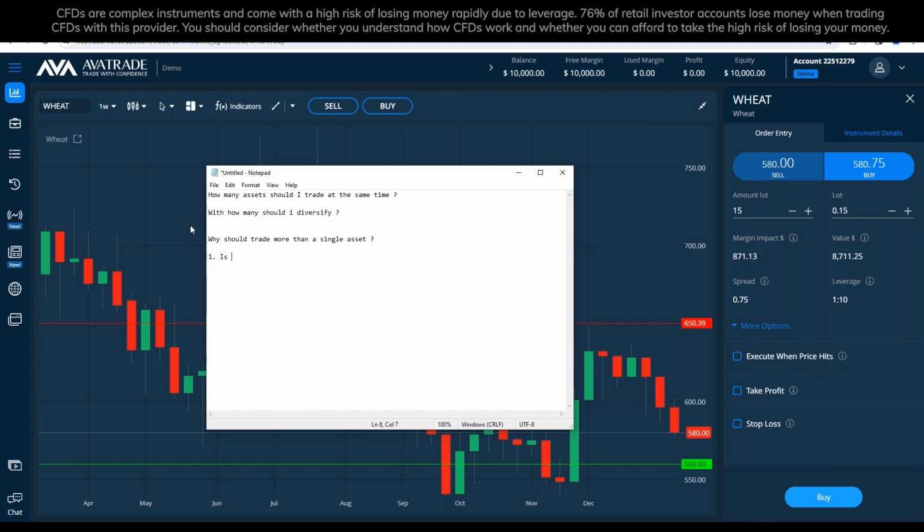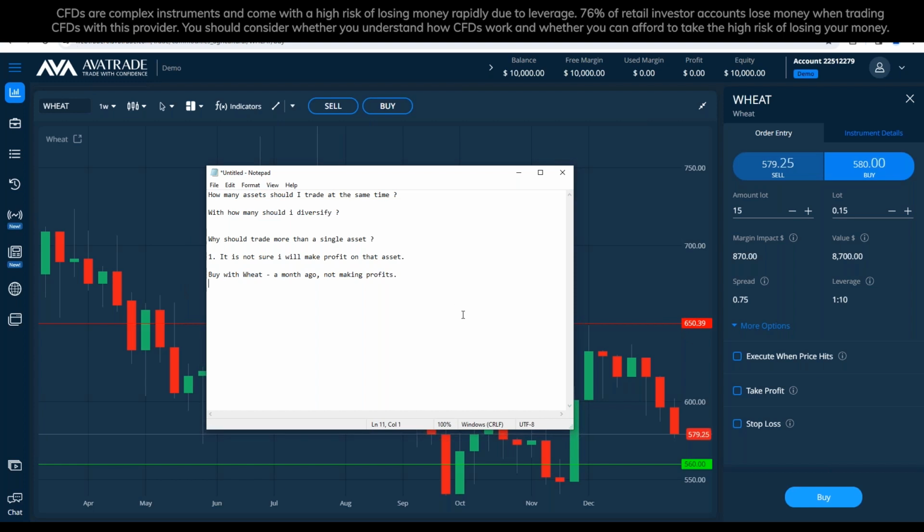One of the reasons I should trade more than a single asset: one, it is not sure I will make profit on that asset. So let's suppose I took a position with wheat or gold or one of the stocks, and I took a buy. Let's say I have a buy with wheat from a month ago, not making profits.